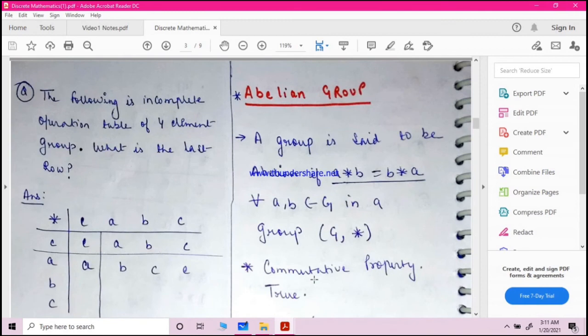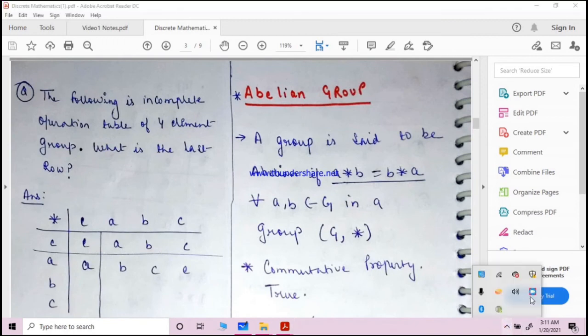What is an abelian group? A group is said to be abelian if A into B gives the same as B into A, for all A, B belonging to G. Means the commutative property is true. Means closure, associative, identity, inverse hold, it is a group also, and the commutative property is also true. Then only the group is known as an abelian group.